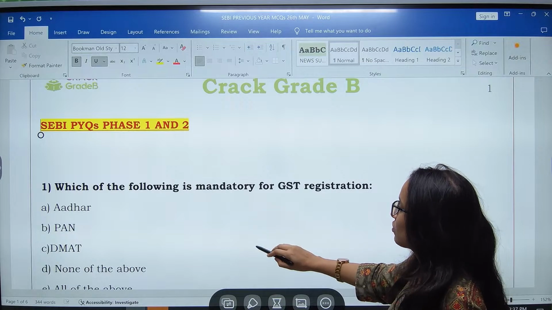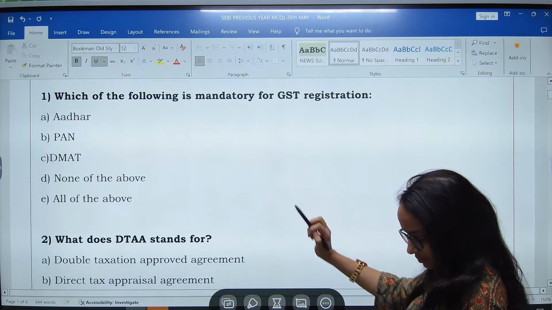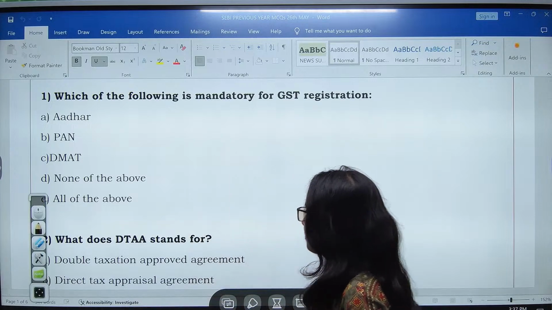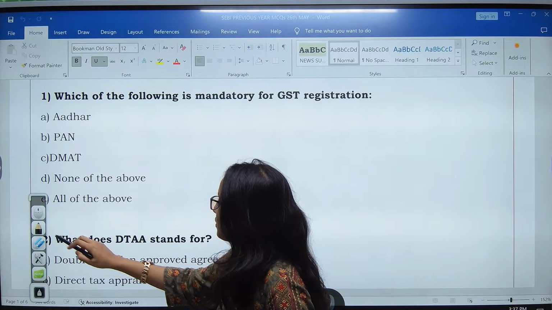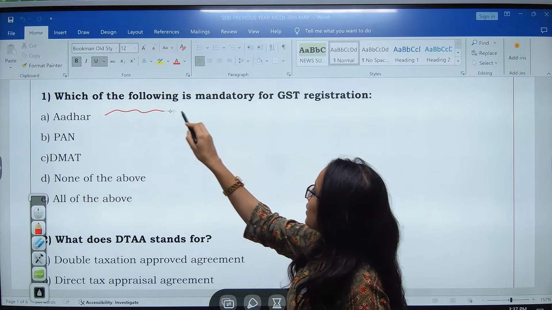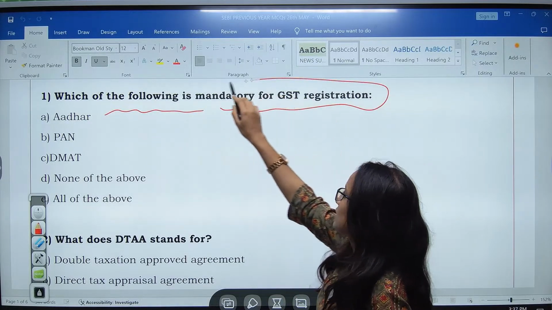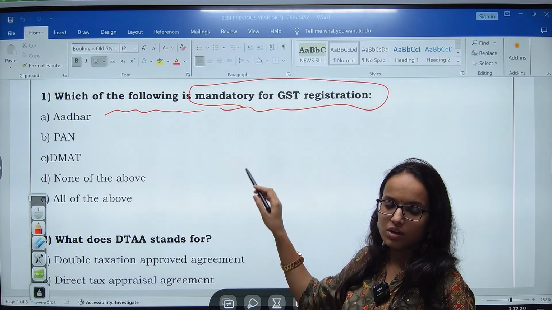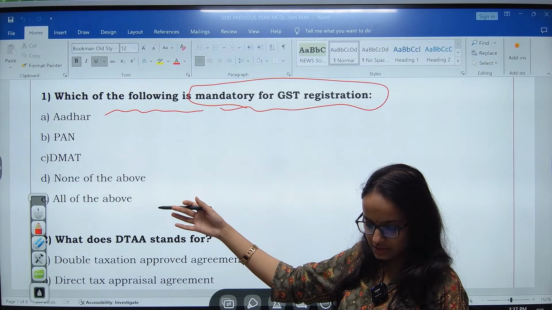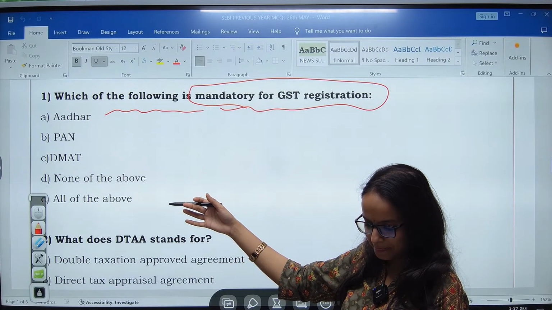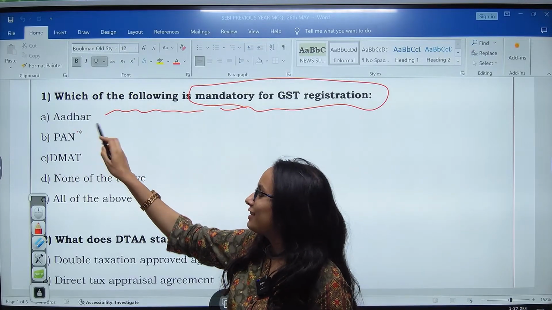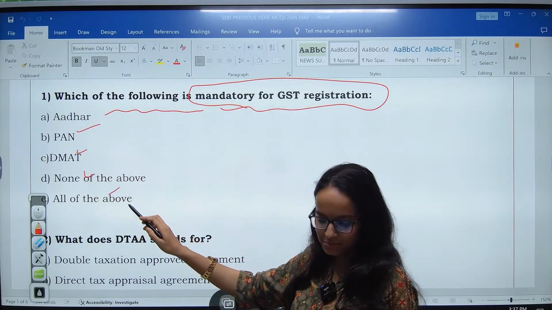All right, this is your first question. Which of the following is mandatory for GST registration? The options are Aadhaar, PAN, DMAT, none of the above, all of the above.